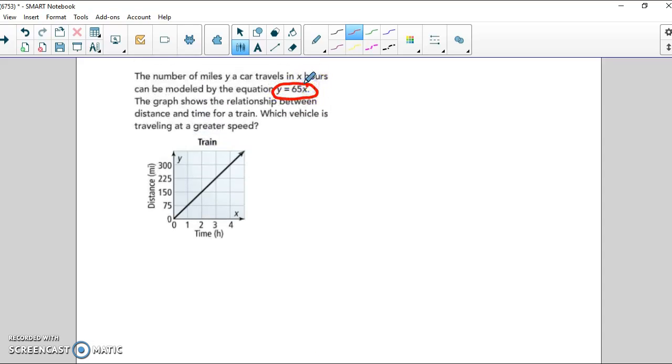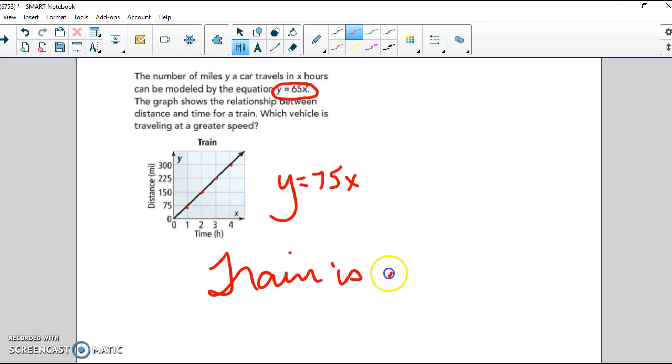So I've got this equation with a rate of speed of 65 miles per hour. And let's check out the speed of the train to see which one's faster. So I definitely see a straight line, a linear function here. And I notice that all of these points I could name an exact location for. So this point, after 1 hour, the train has traveled 75 miles. So the equation for this line would be y equals 75x. So we would say the train is traveling at a greater speed.